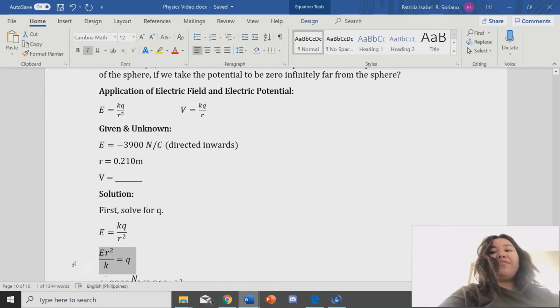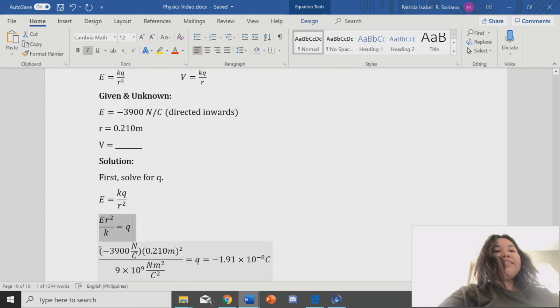And since we have all of the given on this side, we can substitute it like this. See, this is our electric field E, negative 3,900 newtons per coulomb. And this is our radius squared, 0.210 meters squared. And this is our proportionality constant K. That's equal to our Q charge. And we would be able to get negative 1.91 times 10 raised to negative 8 coulombs.